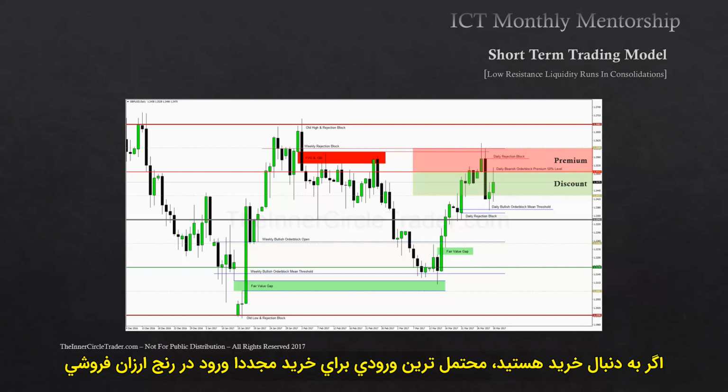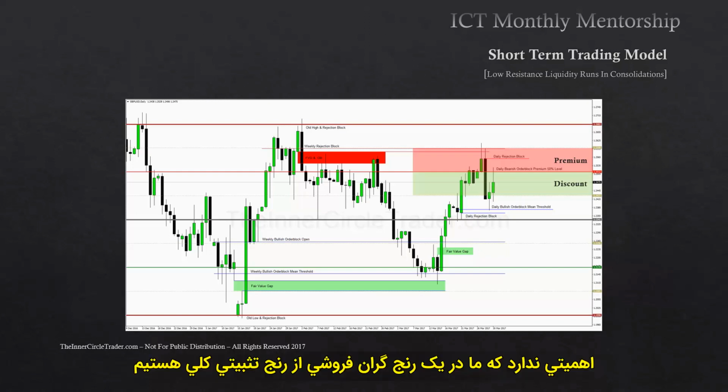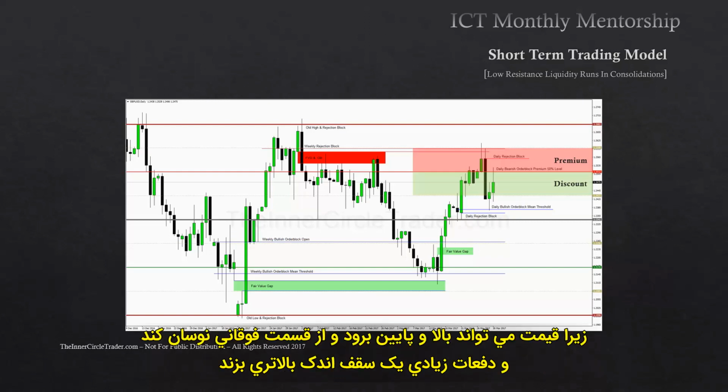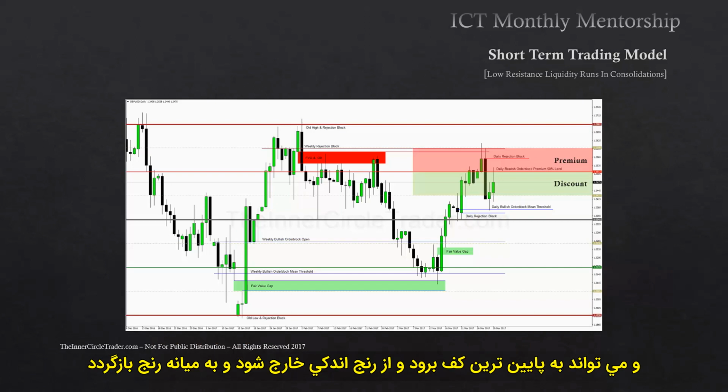The highest probable entries for longs, again, are entering in the discount range and coupling it with a premium range PD array. It doesn't matter that we're in a premium range of the overall consolidation, because price can move back and forth and oscillate from the highest portion and many times make a slightly higher high and return back inside of the range. And it can go to the lowest low, move outside the range a little bit, and come right back in the middle range as well.